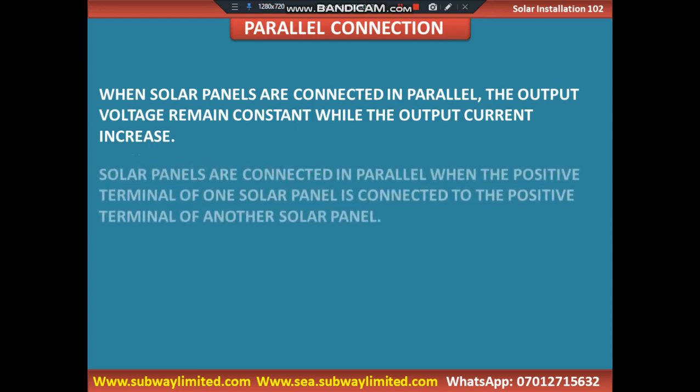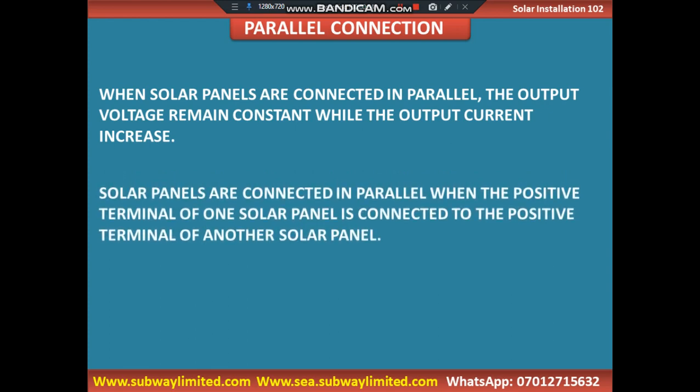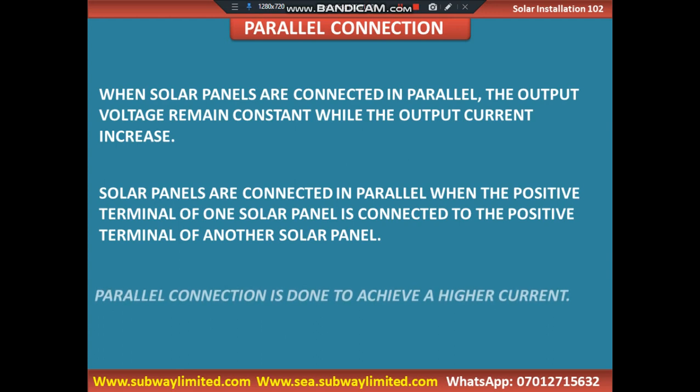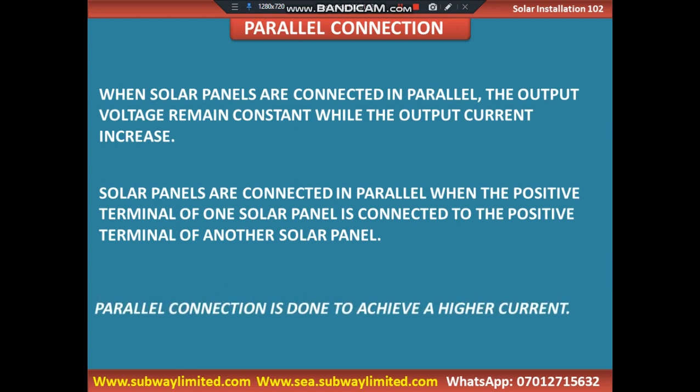Solar panels are connected in parallel when the positive terminal of one solar panel is connected to the positive terminal of another solar panel. When we were talking about series connection, it was the positive terminal of one panel that was connected to the negative terminal of another panel. But in parallel connection, the positive terminal of one panel is connected to the positive terminal of another, as we will see in the course of this training.